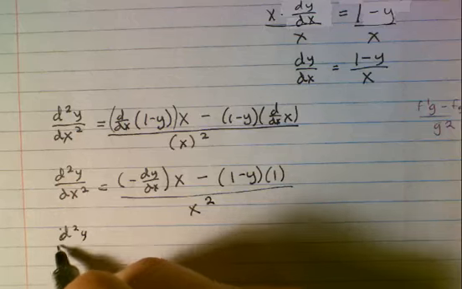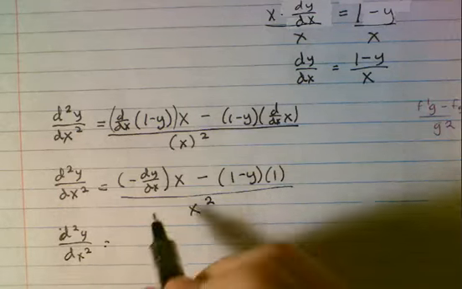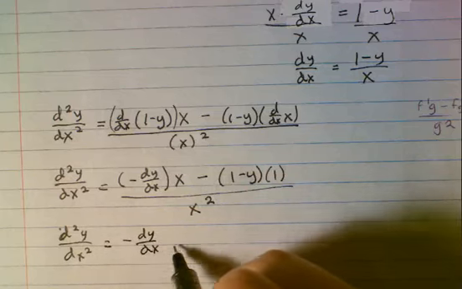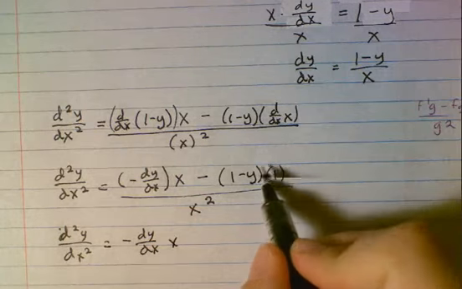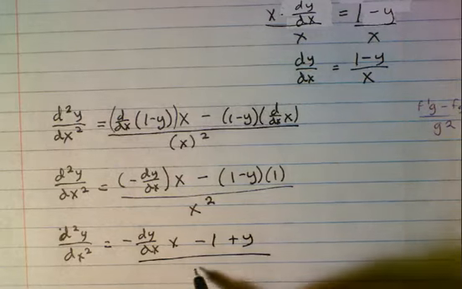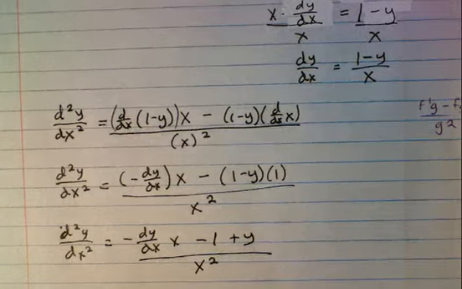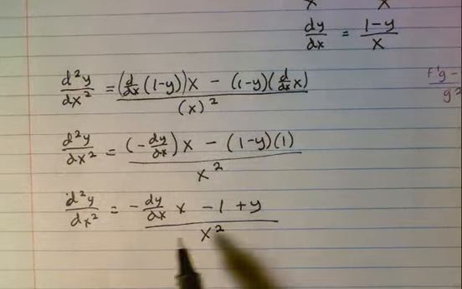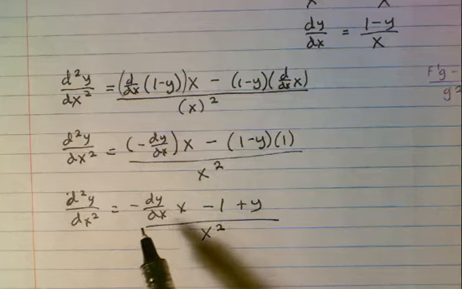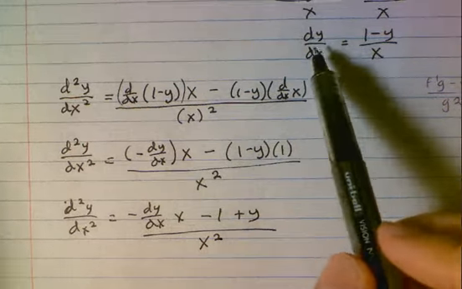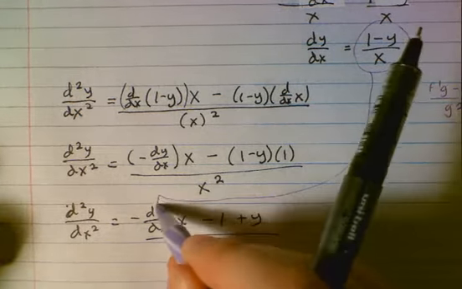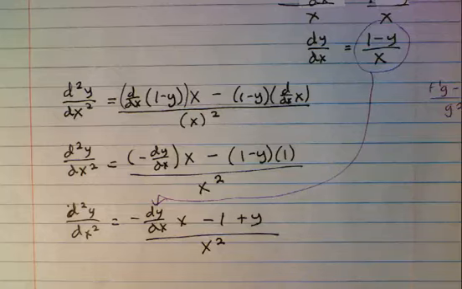So d²y/dx². We've got negative dy/dx times x, and then distribute this 1, distribute this negative, minus 1 plus y, all over x squared. Now this is all well and good, except that we really want to end with only x's and y's. We'd like to get rid of this dy/dx if we can. And it turns out that right up here we know exactly what dy/dx equals. It equals (1 minus y) over x. So we can just substitute this right back in there.